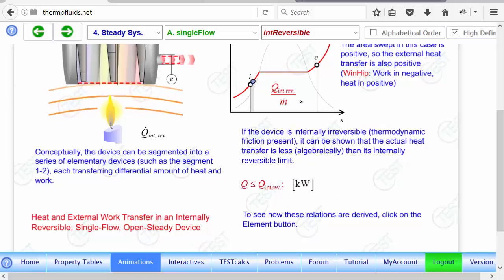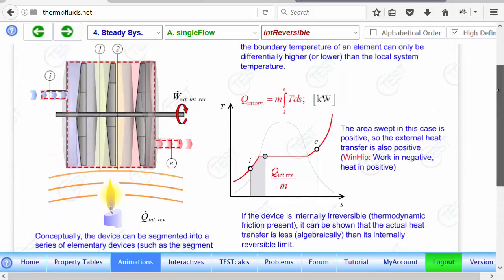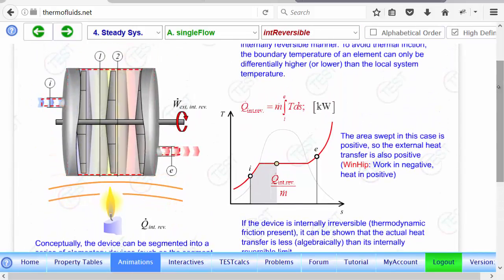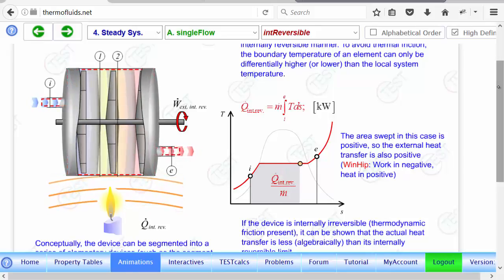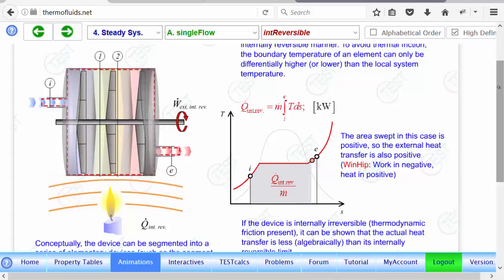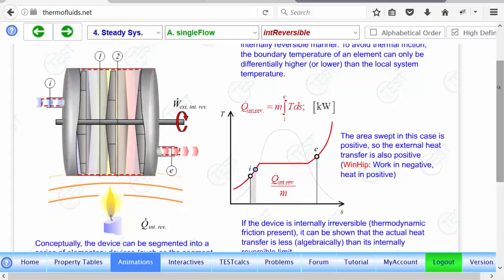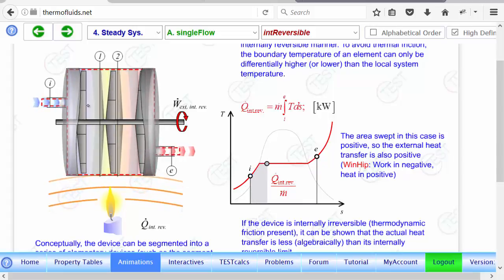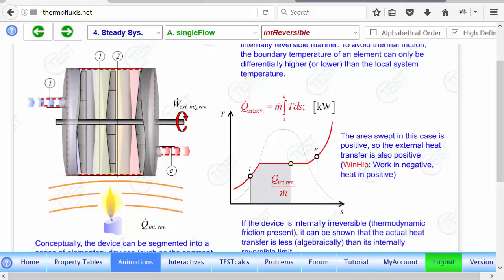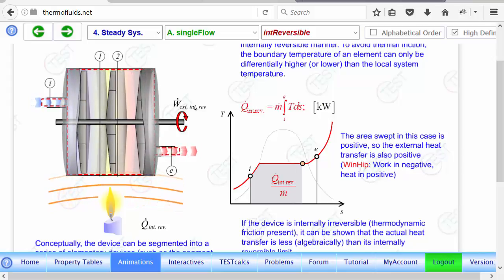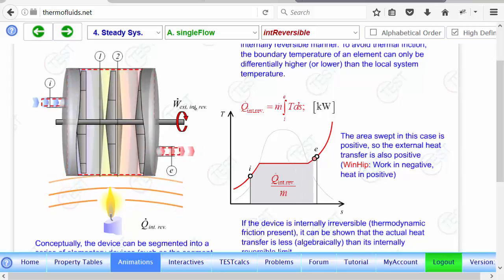internally reversible devices. There are some amazing insights you can get if we understand what graphically a TS and PV diagram means for a single flow device. So here we show a very colorful single flow device. The flow comes in, goes out. There is probably some heat transfer and work transfer possible in this device.